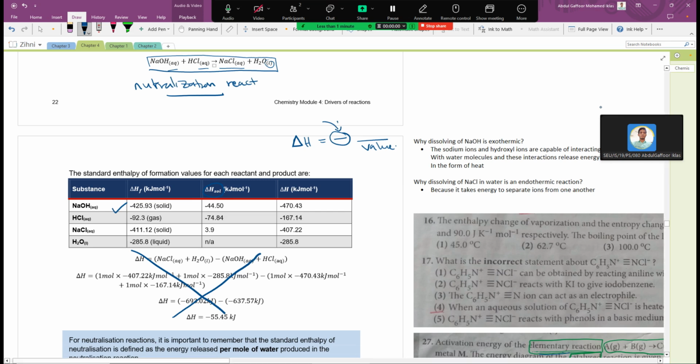The process of going from solid to a gas. Can you give me an example? Dry ice. Okay.